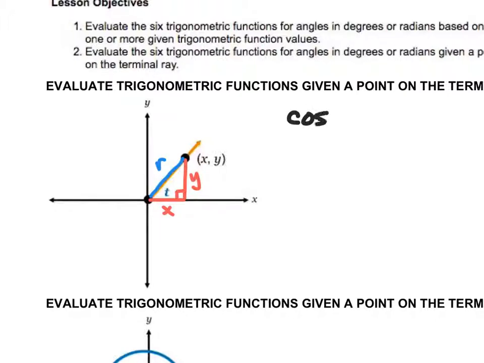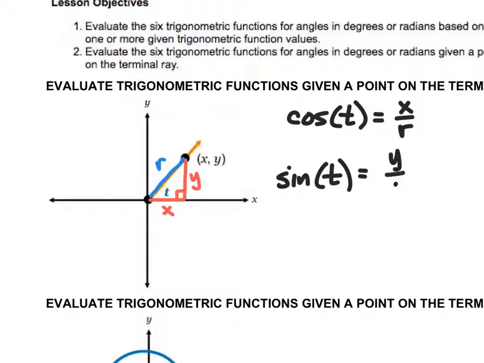cosine of angle T. And remember that cosine is your x value, but because we're dealing with a radius r here, we want to do the adjacent side divided by the hypotenuse, which is going to be x over r in this case. If I wanted to find my sine value, sine of t, remember sine is your y value, but we do the y value divided by your radius, whatever your radius is. So that's going to be y over r.